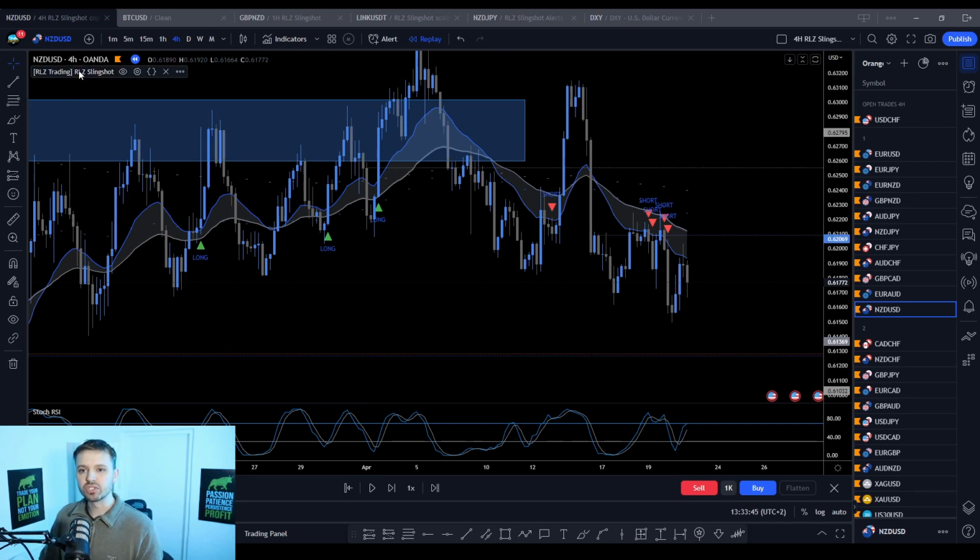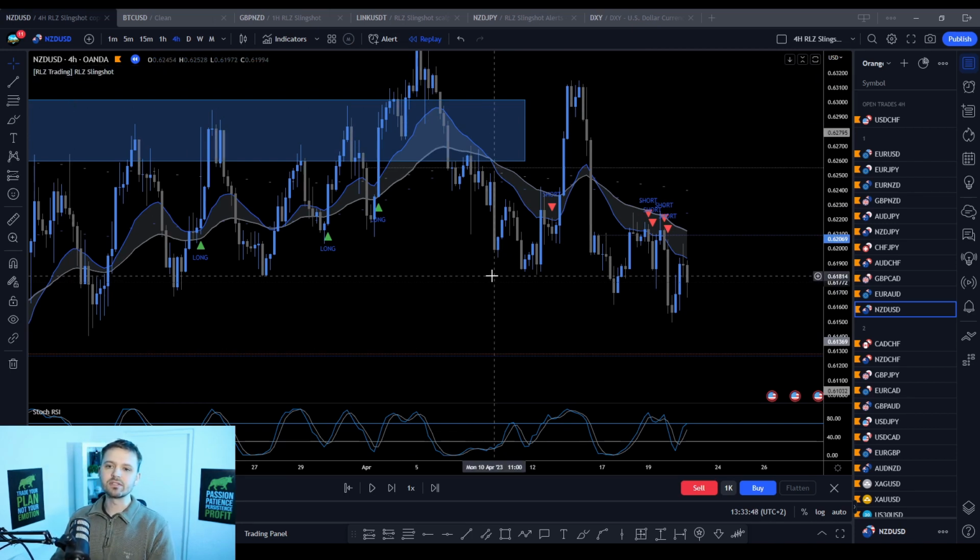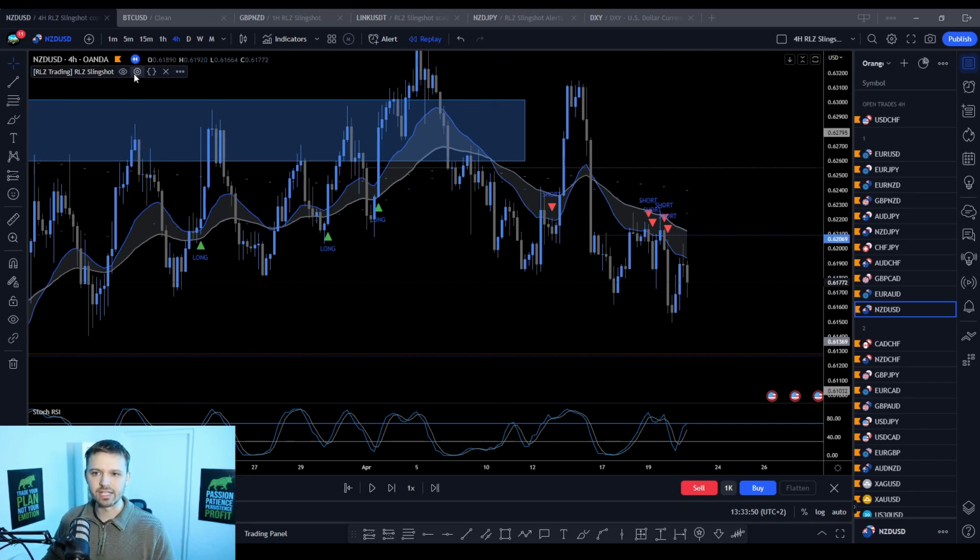Now, what I've managed to do, as you can see right here, is put all of this into an indicator called the RLZ Slingshot. Now, of course, you don't have to have this indicator to trade this system, because you can just add these indicators on the chart for yourself.